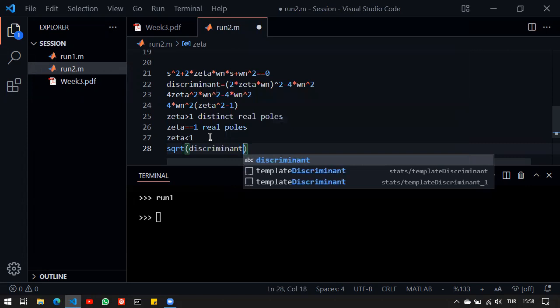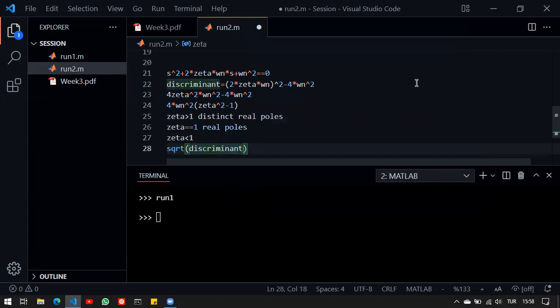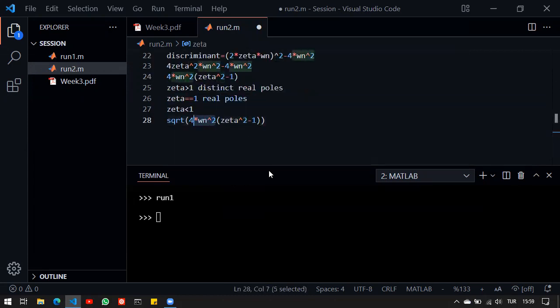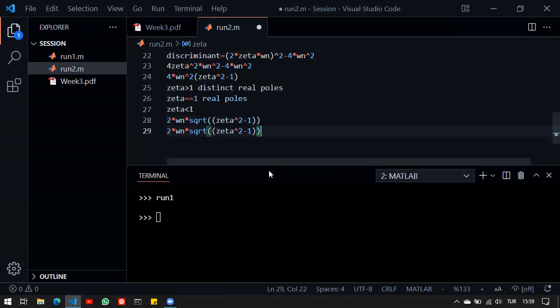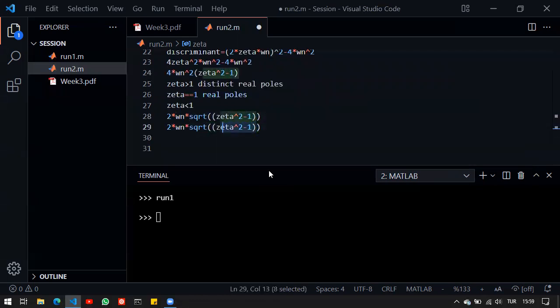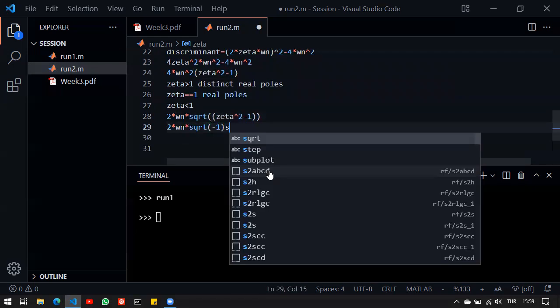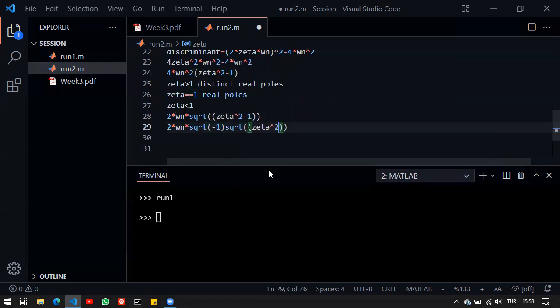what we can do is basically, or let me write it down like this. We can take this out. This will be 2 times omega n times the square root of zeta squared minus 1. Since zeta is less than 1, this will become negative. So what we can do is write it a bit differently. We can have minus 1 in here and then another square root, but this time 1 minus zeta squared. So if this is the case, we know what square root minus 1 is. This is basically the complex variable I.